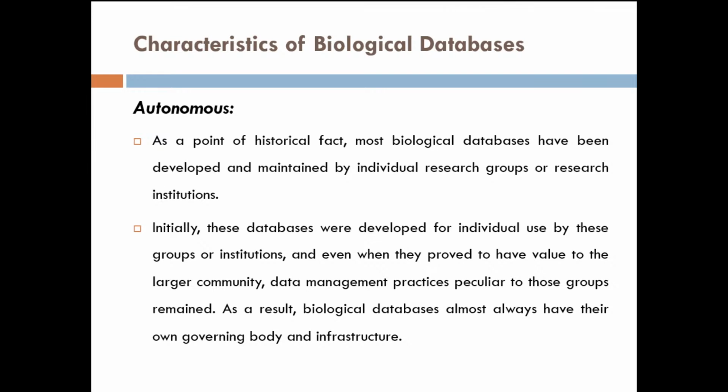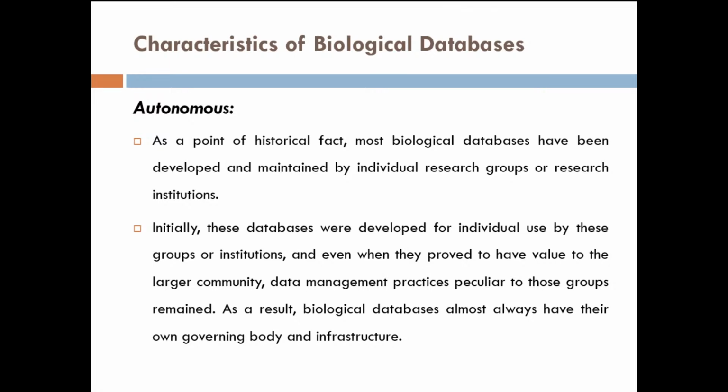As a point of historical fact, most biological databases have been developed and maintained by individual research groups or research institutions. Initially, these databases were developed for individual use by these groups or institutions, and even when they proved to have value to the larger community, data management practices peculiar to those groups remained. What does that mean? If I am developing the database, I am free. I can adopt any technology. There is no control over it.